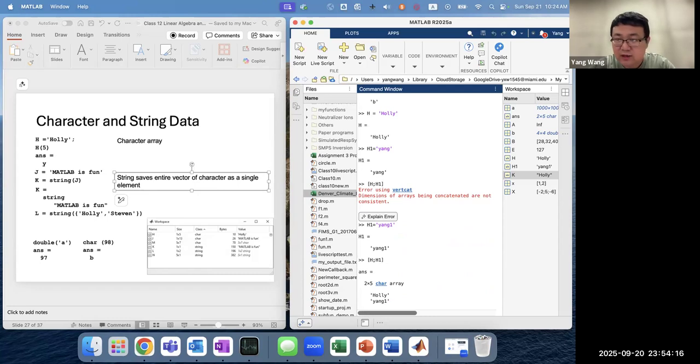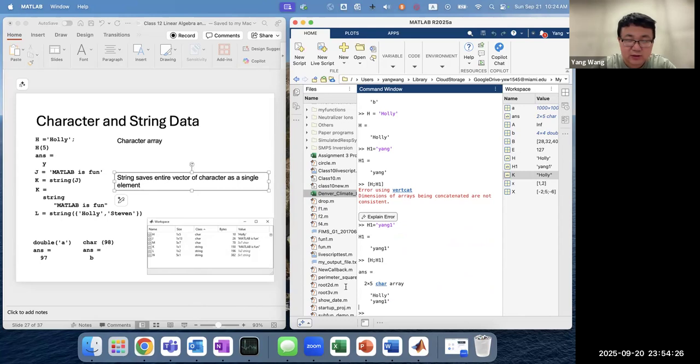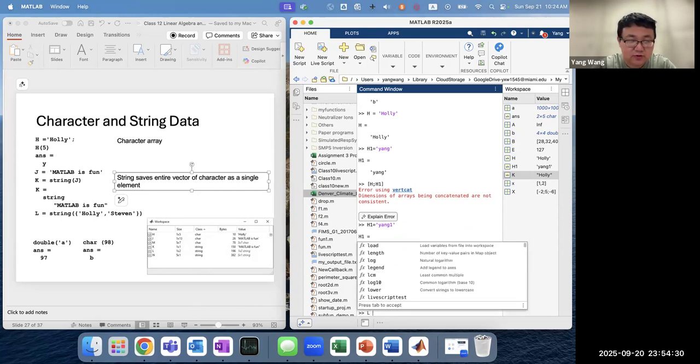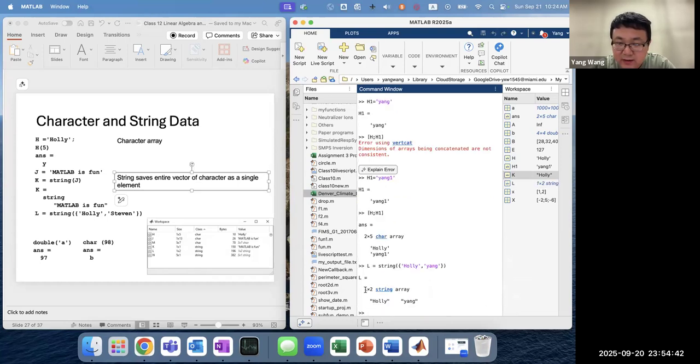But for strings, it's not a problem, because each string that we defined earlier is a 1 by 1, right? So it doesn't care how long the string is. In this way, you can easily just use, let's say, L equals string, and then you can define, say, holy. So you're combining the two strings into this string array, and this is a 1 by 2 string array.